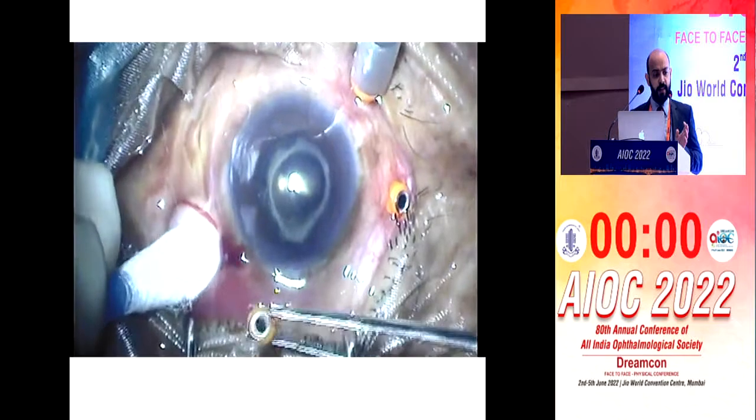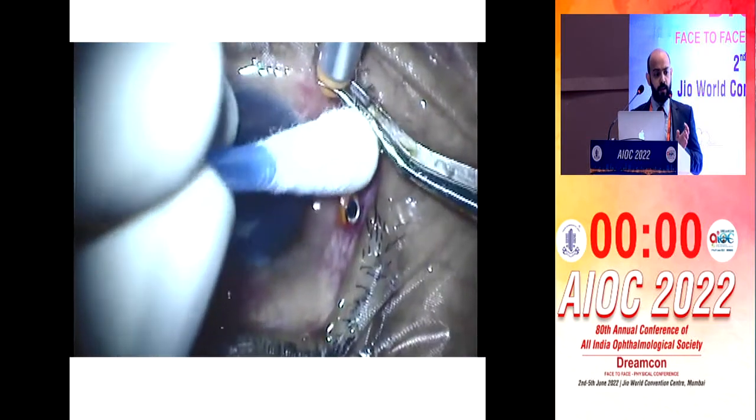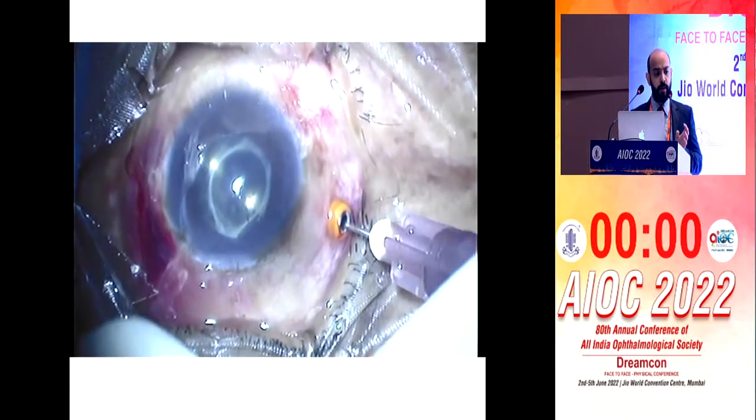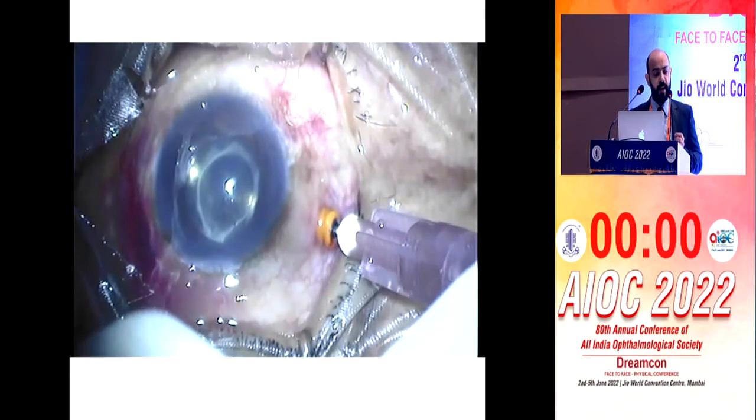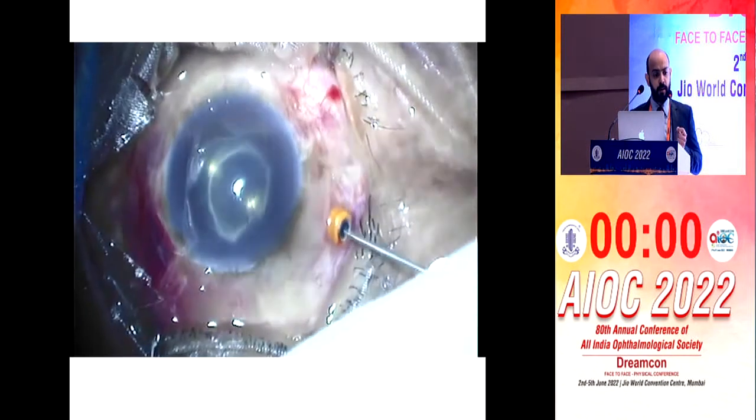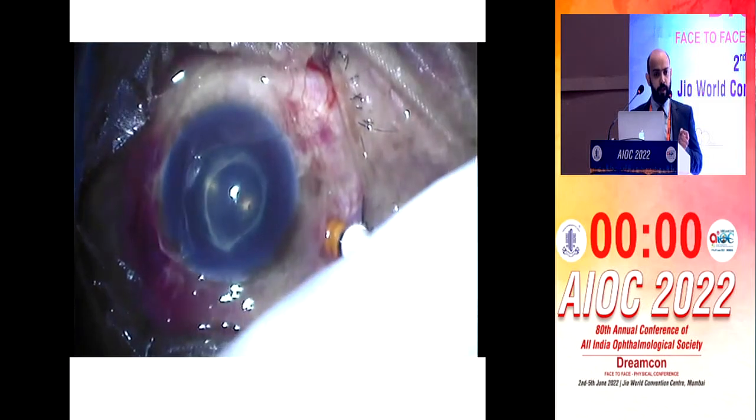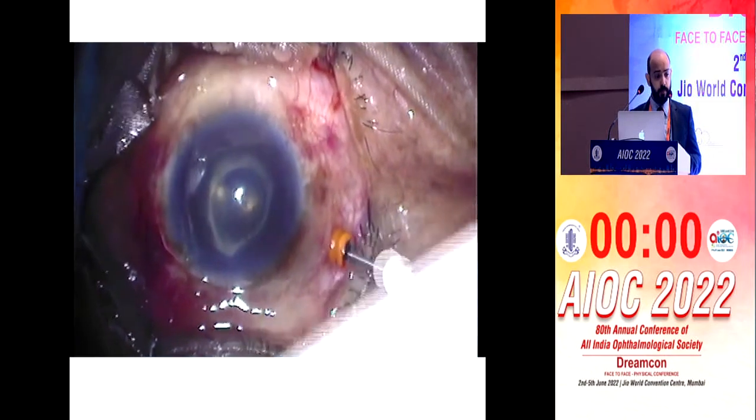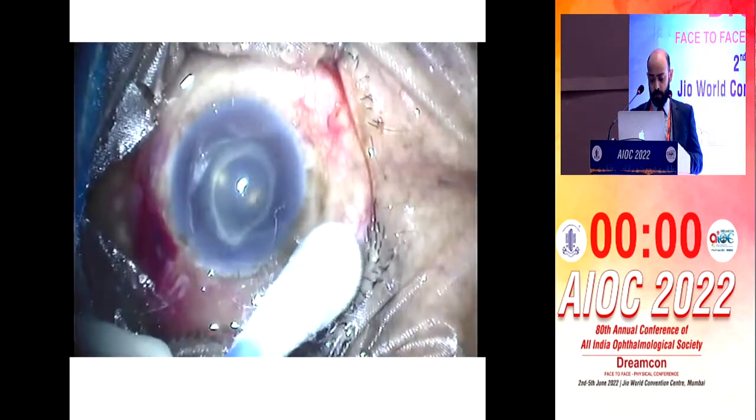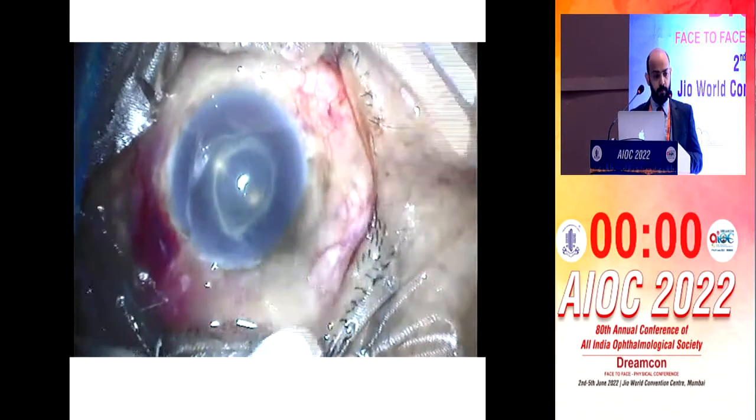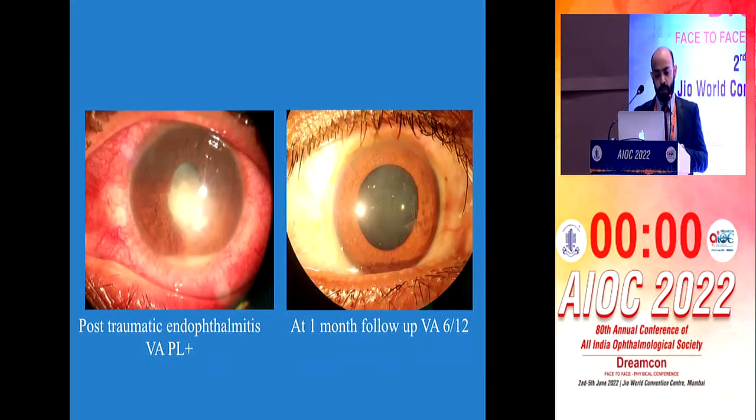So once the core vitrectomy is done, the moment I see the disc and macula, we'll stop. Once that is done, we remove the other trocars and we do the injections like we mentioned. Again, if there is any doubt, you should always be ready to put in a suture. So this was a traumatic endophthalmitis, but the patient did very well.